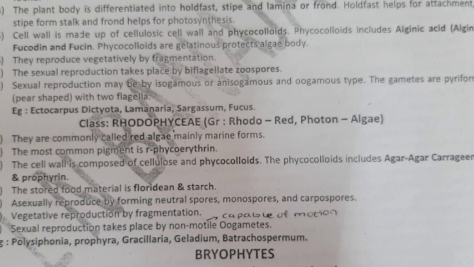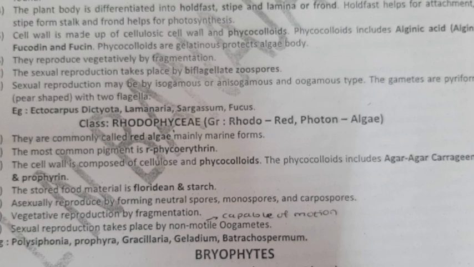Here are a few examples of Rhodophyceae: Polysiphonia, Porphyra, Gracilaria, Gelidium, Batrachospermum. These are a few examples of Rhodophyceae. Compared to all the classes of algae, the Rhodophyceae members are mainly used in industries. That's why Rhodophyceae members have more economic importance than the other classes of algae.